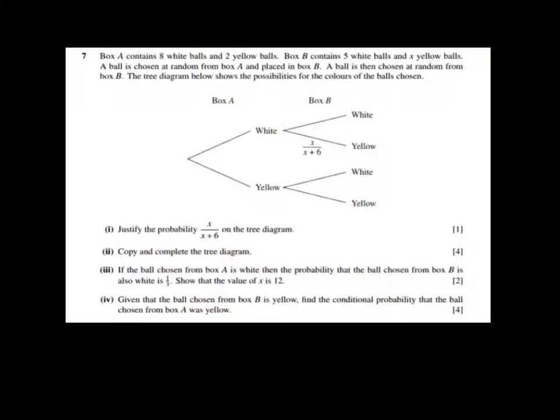And then for part 4, it's a conditional probability question. So you know the deal. You go through and work out the probability of getting a yellow ball as your denominator, and then for the numerator, it's the intersection of the 2 events. In this case here, the probability that both box A and box B have yellow balls will be on the top. And you're done.